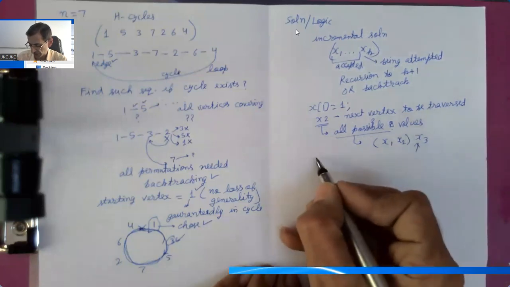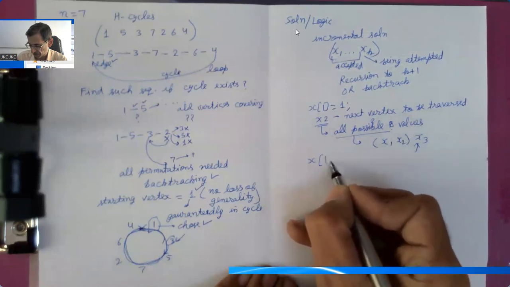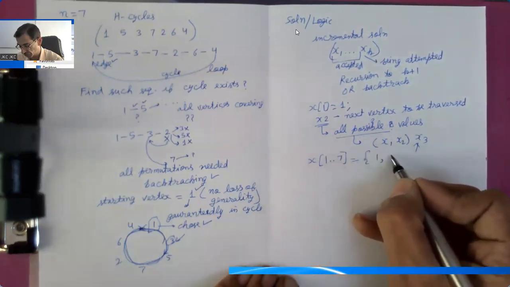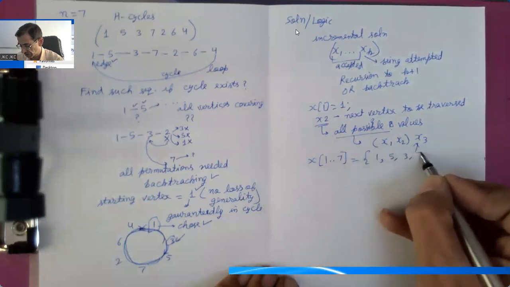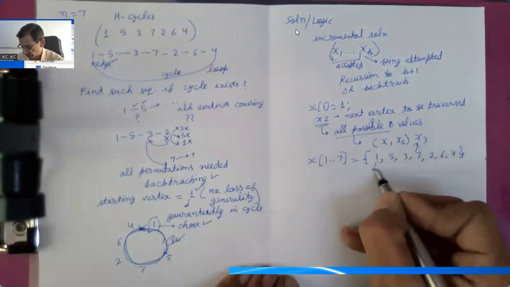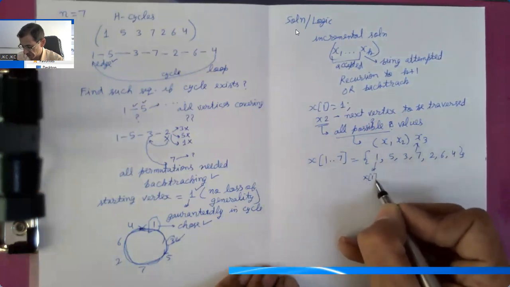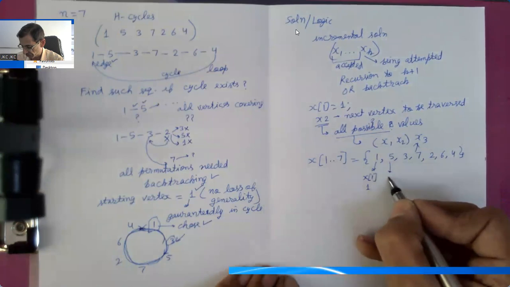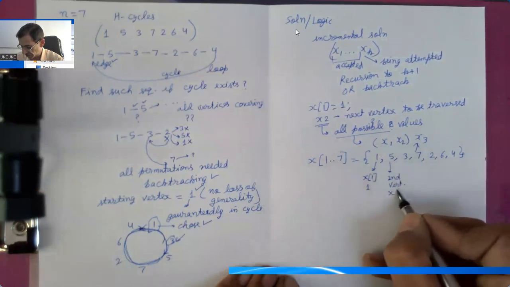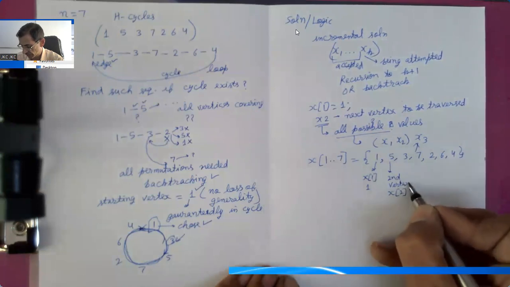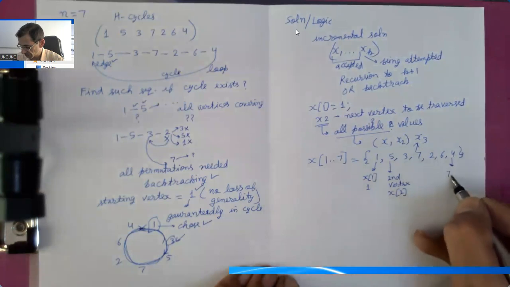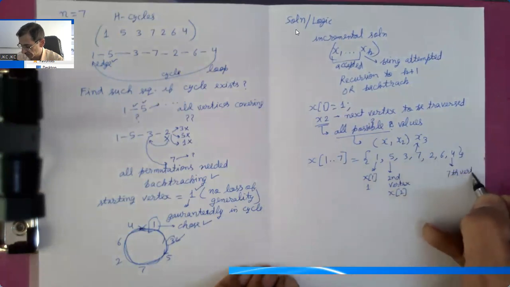For example, in the last case, I will say my x1 to x7 answer will be nothing but I will generate the answer 1, 5, 3, 7, 2, 6, 4. This means my first vertex is 1. The second vertex to be visited is this. That means this is the value x2, the second vertex in the Hamiltonian cycle. And this becomes the 7th vertex in the cycle.